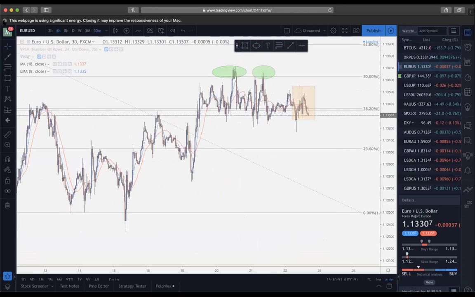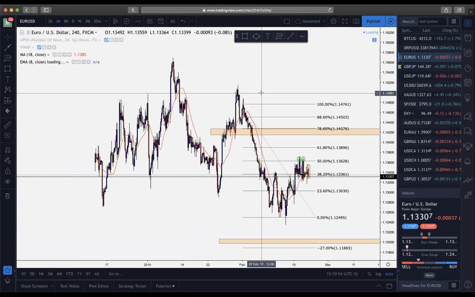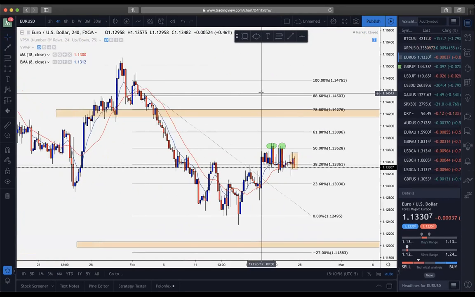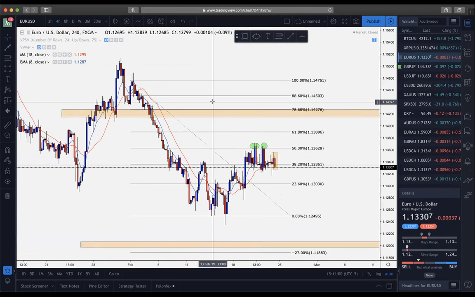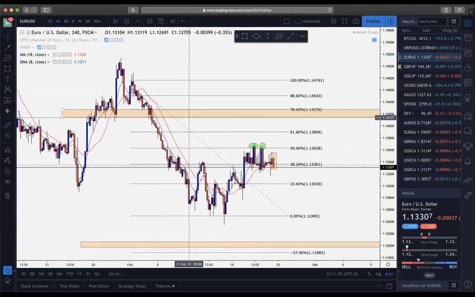I hope some of that made sense. I know I might have rambled for a little bit, but you can see how these zones are on these higher time frames, where they're at. You have this previous area of support here, so price could easily retest that area.